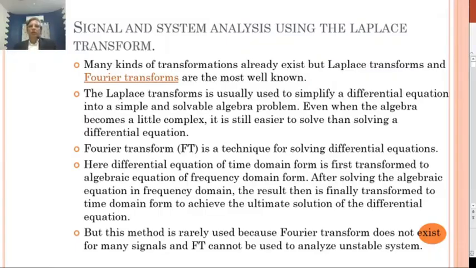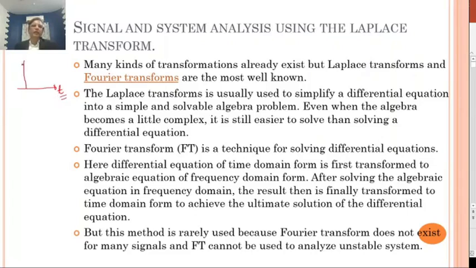Now, before starting the content delivery, we will discuss what a transform is and why a transform is used. Now we know that the definition of the signal is a function of one or more independent variables that typically carries some information. It is a function of one or two independent variables, and mostly that independent variable is time.